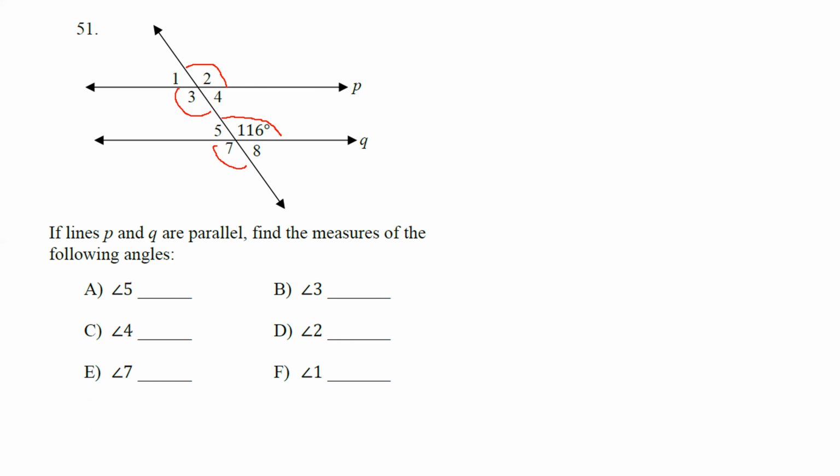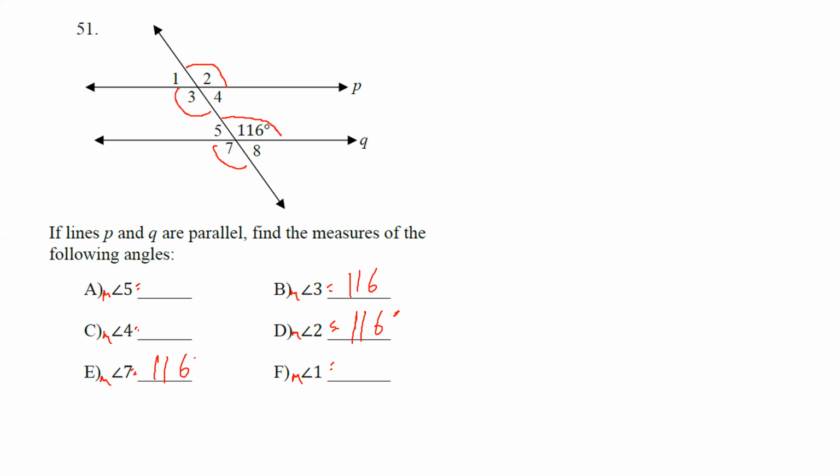So it wants to know the measure of each one of these angles, which is kind of weird because they didn't actually write it correctly. Measure of these angles are equal to, should say. But anyway, so all the acute angles, since they're parallel, are going to be congruent. All the obtuse angles are congruent. So 2, 3, 7, all going to be 116. So 2 is 116, 3 is 116, and 7 is 116.